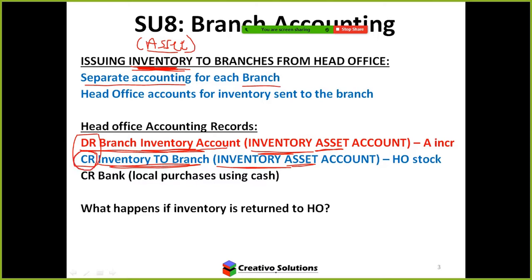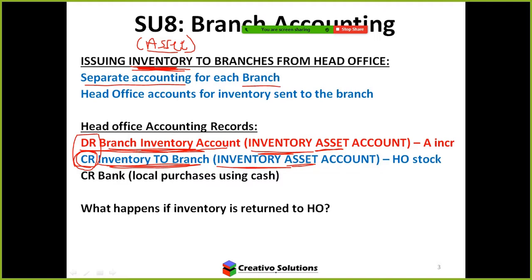Why? Because you're crediting the head office's account. This account belongs to head office. This account, in inverted commas, belongs to the branch. The branch isn't separate from the business, but it's accounted for separately. That's the difference. Okay, if you can wrap your head around that, then you've actually got it, because that's all you actually need when you're doing this particular section.